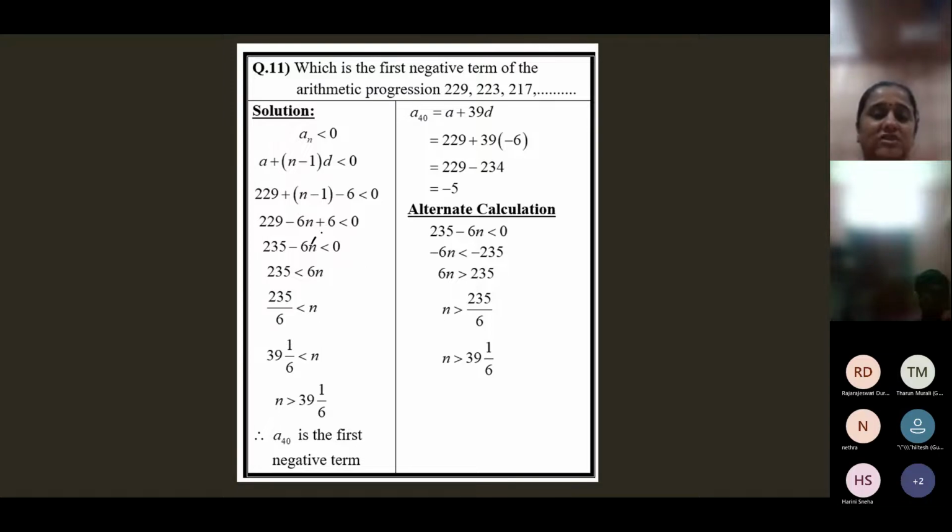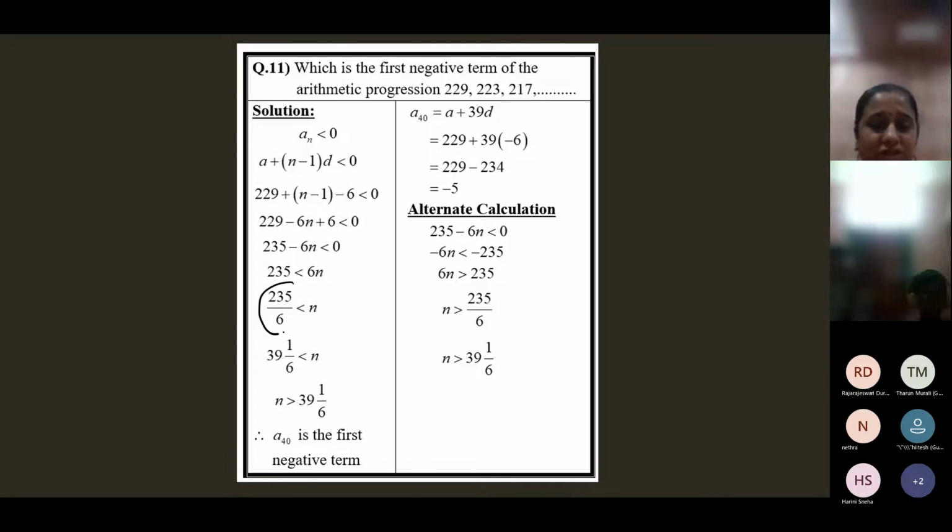When you transpose this, 235 is less than 6n. Minus 6n becomes plus 6n. Now the 6 will come, it's like you're dividing both sides by 6. What happens? 6 and 6 get cancelled. So 235 by 6 is less than n. Understand this? You're dividing both sides by 6, 6 gets cancelled, so 235 by 6 is less than n.